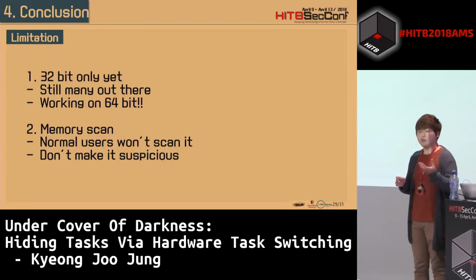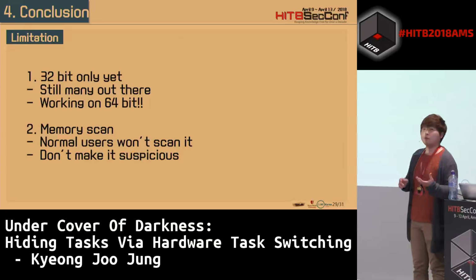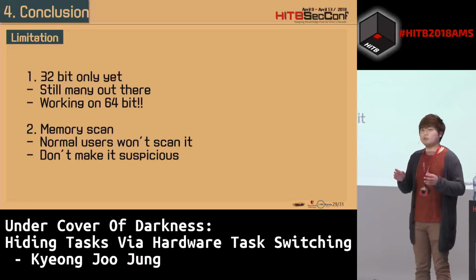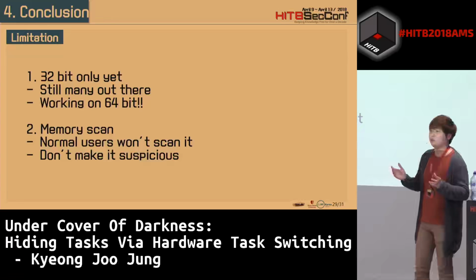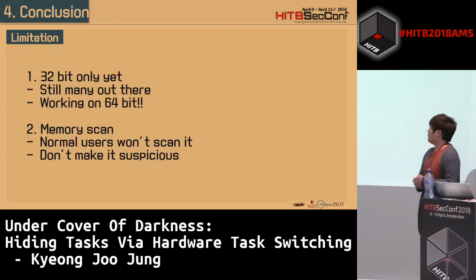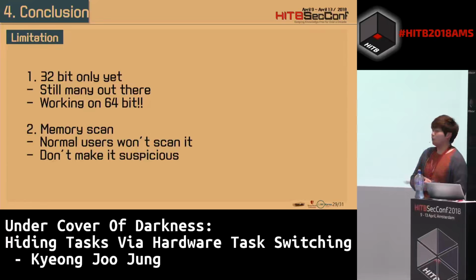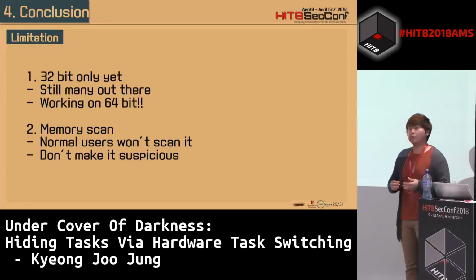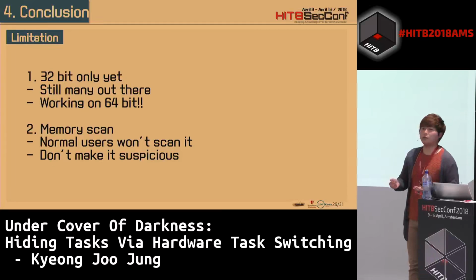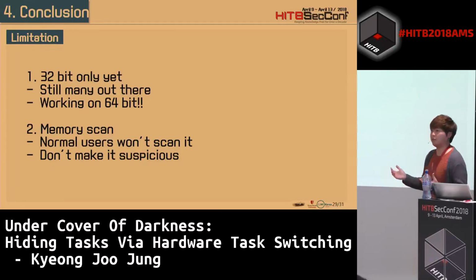So from the attacker's point of view, if you don't make it suspicious, like from the previous example, if the user is using 55%, what if the attacker uses less than 45? Then there's no way the user knows about these attacks. So how would you scan the memory to find a malicious task if you don't know whether it is suspicious or not? That's what I think.